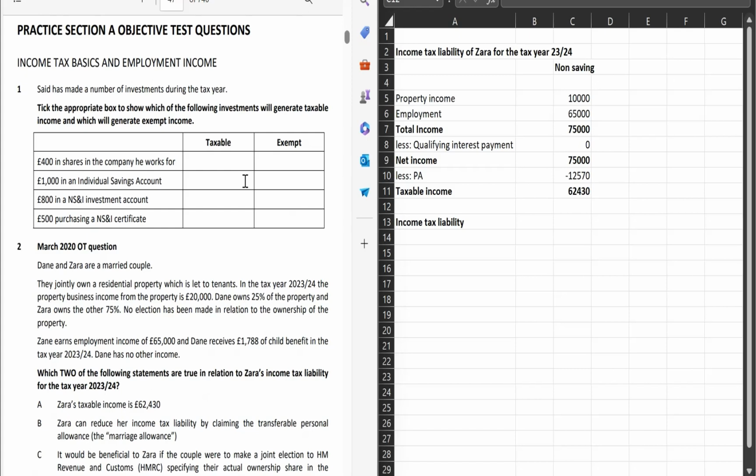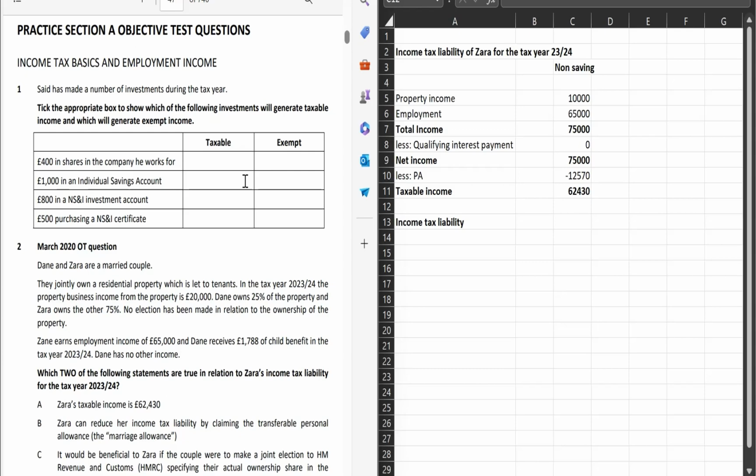Basically, the first one is 400 in shares in the company he works for. If you are investing in shares, in return you will get dividends, right? And dividend will be taxable income. As we know, individual income is classified under three heads: non-savings, savings, and dividend. So it will be taxable under the dividend income head.